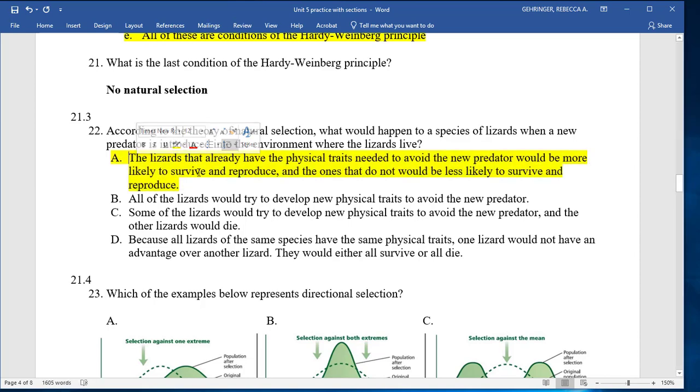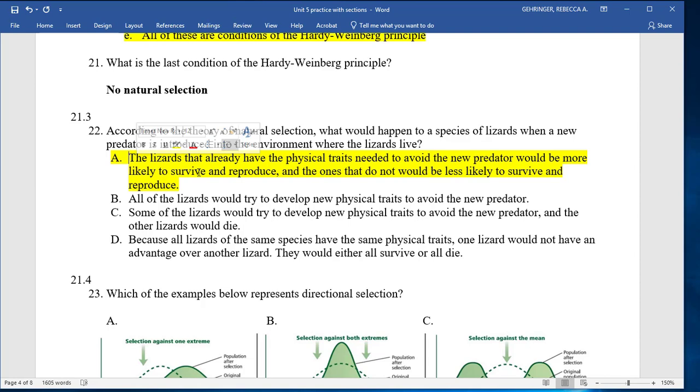B, lizards would try to develop new physical traits to avoid the new predator. Now, at first glance, that might be good, but can you try to get new traits? I'm not very tall, and I want to be able to utilize the top shelves in my cabinet. If I tried hard enough, could I get a longer arm and be able to reach those things at the top of my cabinet? No. Obviously, that's not as pressing as a predator, but I've tried really hard, and it has still not happened.